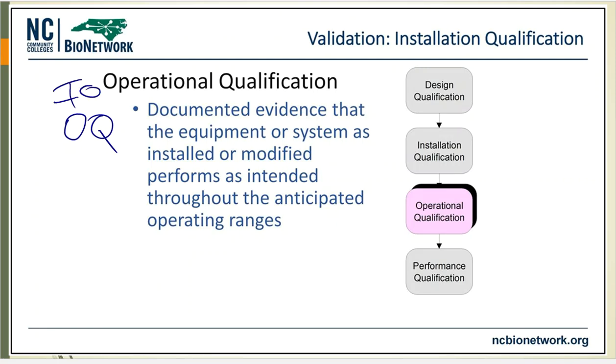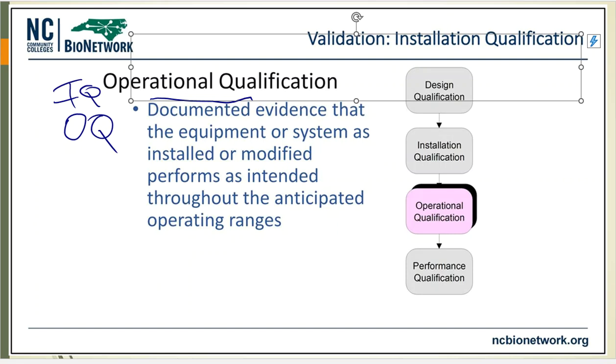So now I've got IQ that happens first and then OQ that happens after this. So operational qualification is the idea, again, there's got to be documented evidence. So there's got to be paperwork. There's got to be a paper trail. I've got to be able to document it, file it away, so that way people can see this if they need to see it. And this is a little bit more specific.